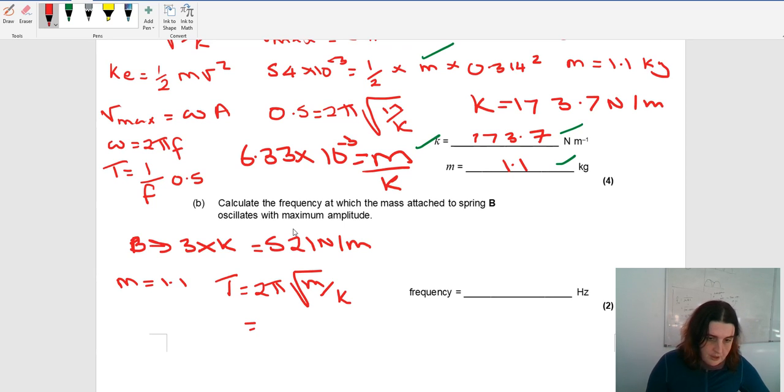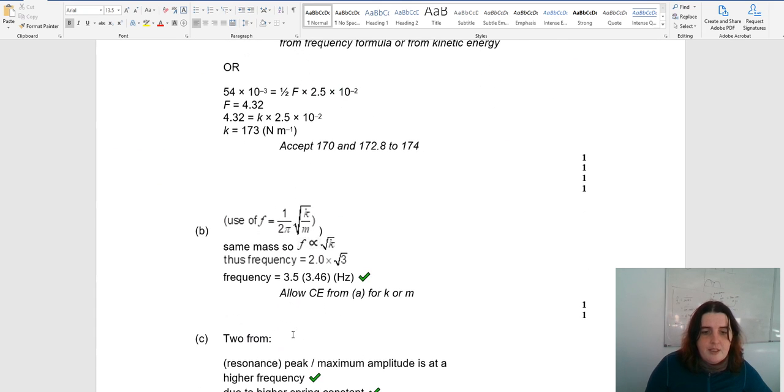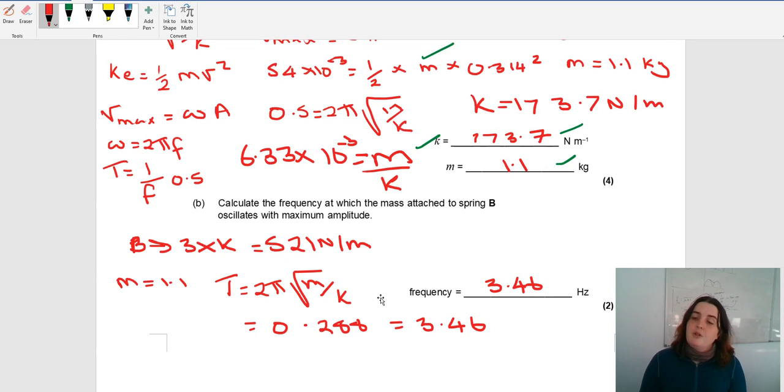And I get an answer of my time period is 0.288. And my frequency, of course, is 1 over the time period. So my answer is 3.46 hertz. Okay. Double check my answers on my mark scheme. And what we've got here is 3.5. So there we go. That is how you can manipulate this data.